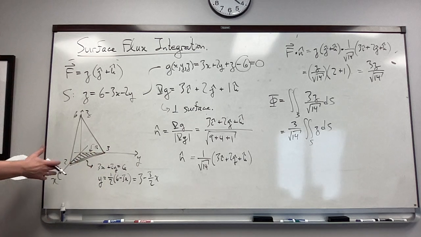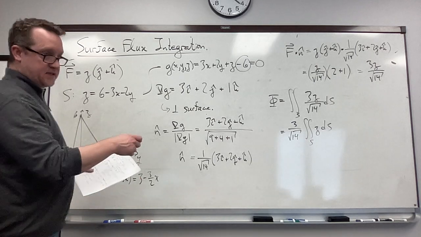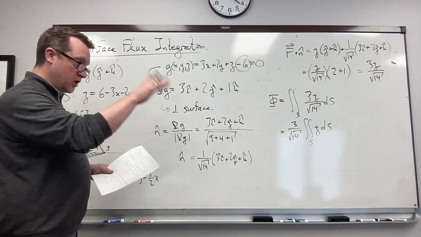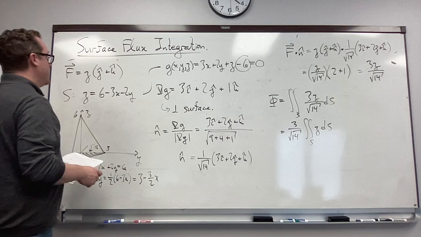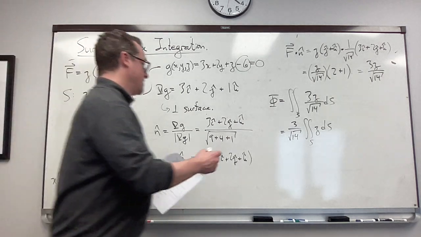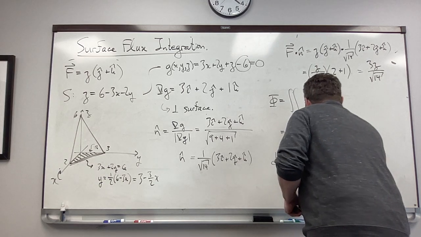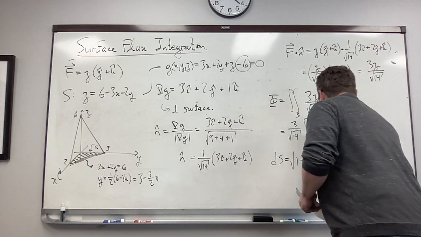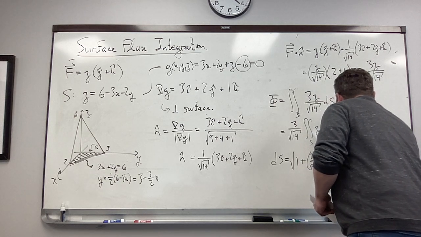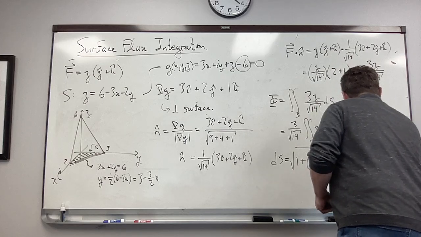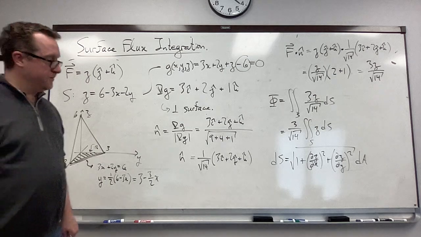So we're first going to consider this surface as a height over this region. That means that dS is going to be the square root of 1 plus the two partials: the partial of the surface height with respect to x squared and the partial with respect to y squared. So dS will be the square root of 1 plus partial z partial x squared plus partial z partial y squared, times dA. And dA is the area element of this region R.